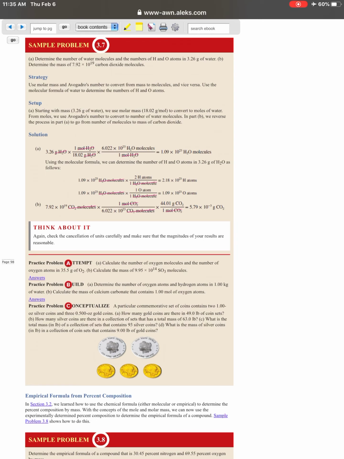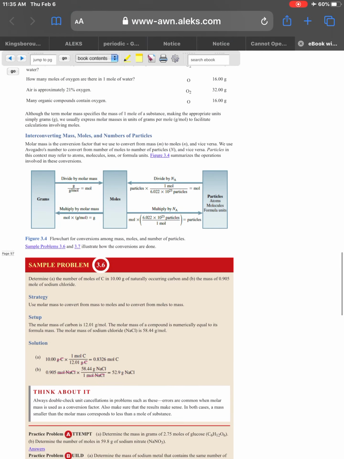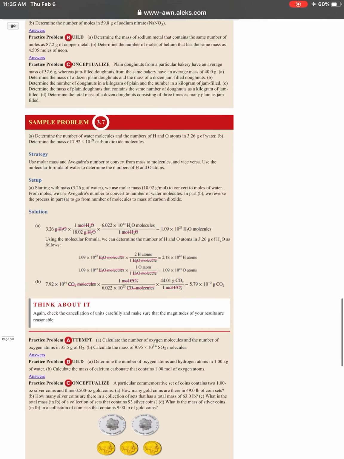Part B is reversing it. Part B is saying, look, now it's carbon dioxide, CO2. We're going to give you the number of molecules. What is the mass? So we come back up here. Number of particles, number of molecules on the right. If you want to find the mass, you divide by Avogadro's number to get the number of moles, and then you multiply by the molar mass at the bottom to get the number of grams, the mass.